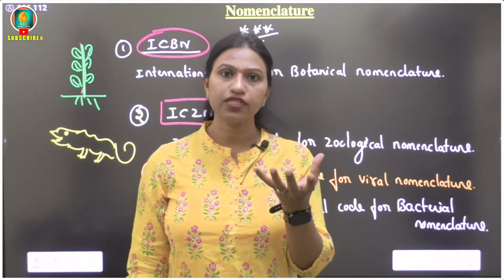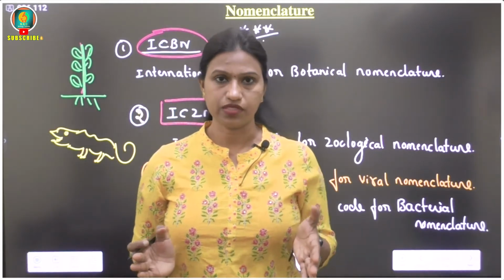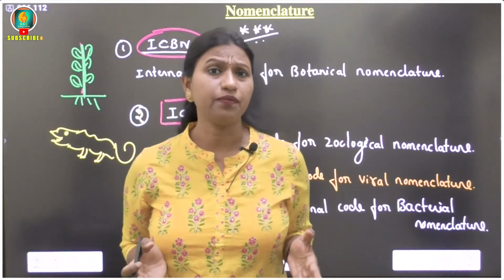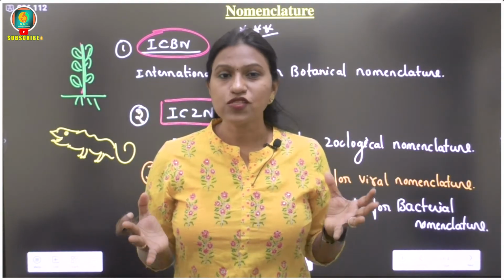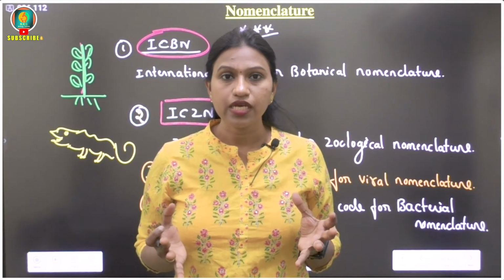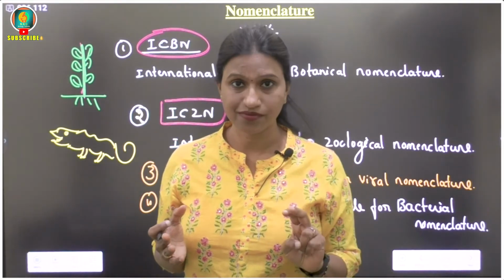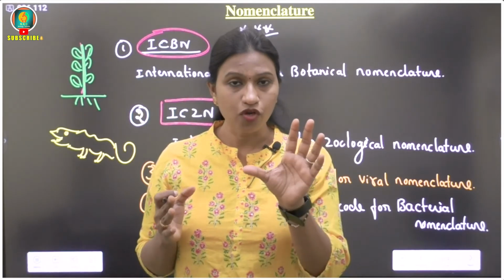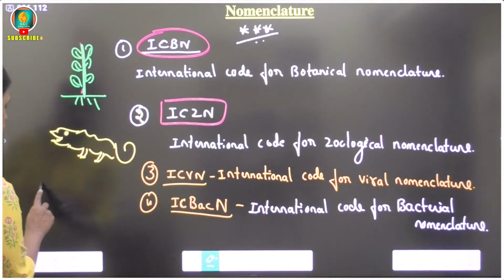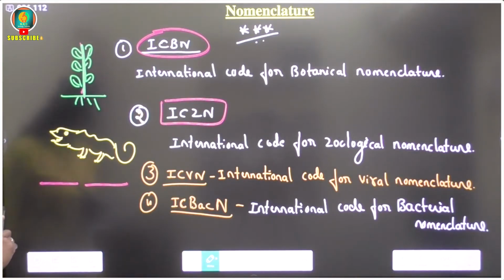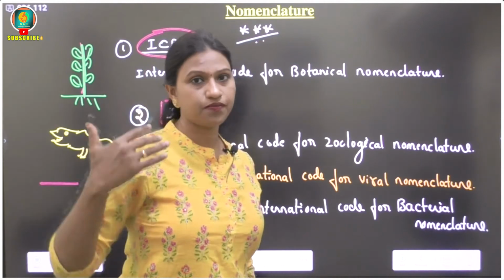So whether you are keeping a name for a plant, an animal, or even a bacterium, you have to follow certain universal rules. Those universal rules tell you that you have to keep an organism's name in 2 words. Are you getting my point? If you want to name this organism, that name should be in 2 words, and those 2 words have to follow certain universal rules.